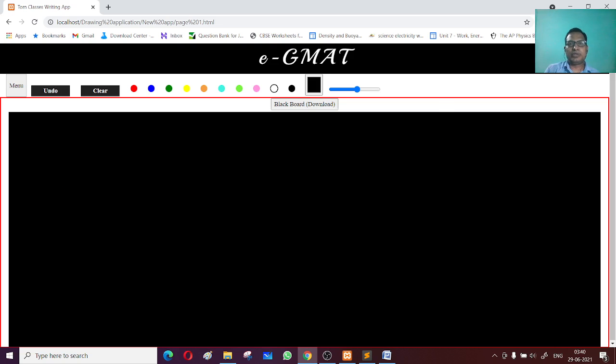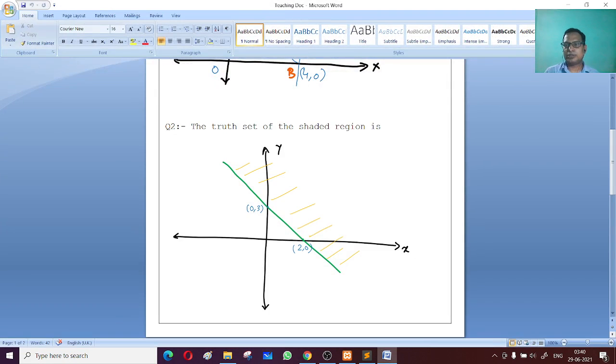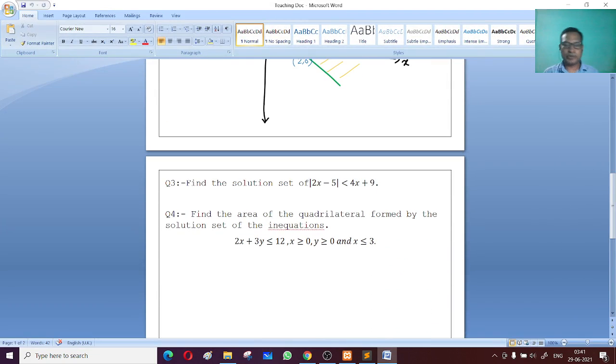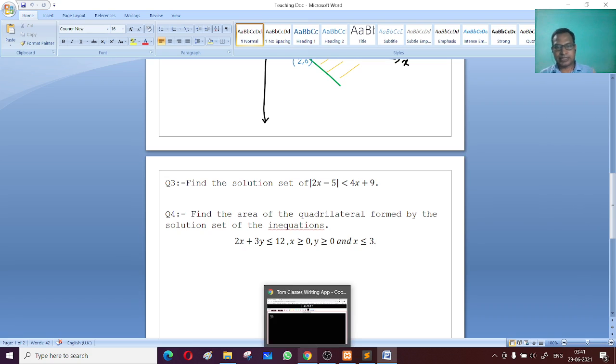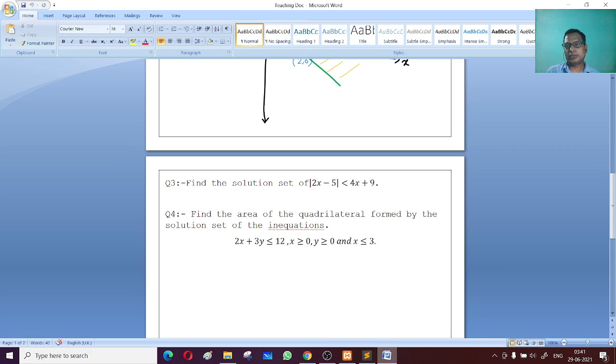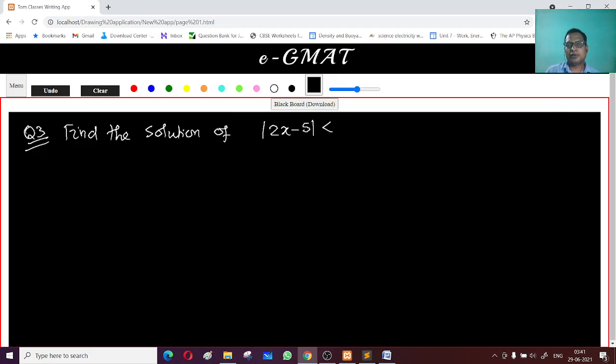Okay, let's move and try to do question number 3. Let's see what question number 3 I have. I have to find now the solution set of... So now here we are going to discuss one important problem that is based on the modulus. Find the solution of mod of 2x minus 5 less than 4x plus 9, right?